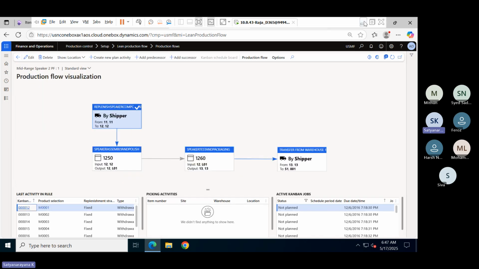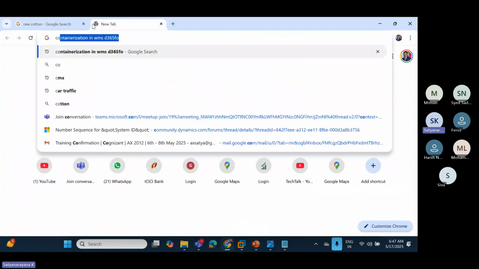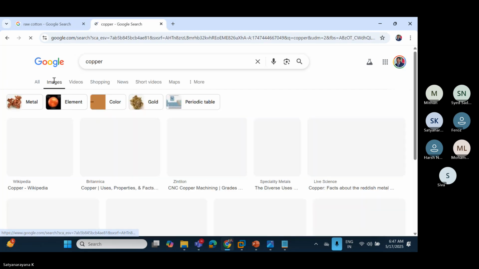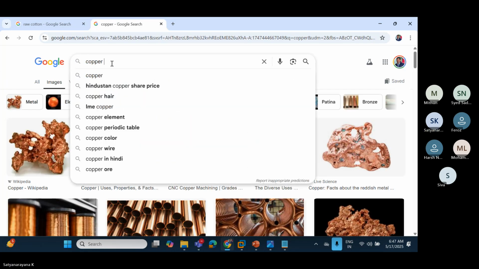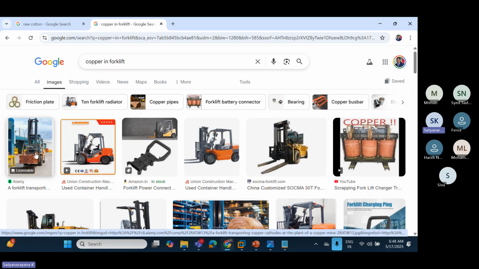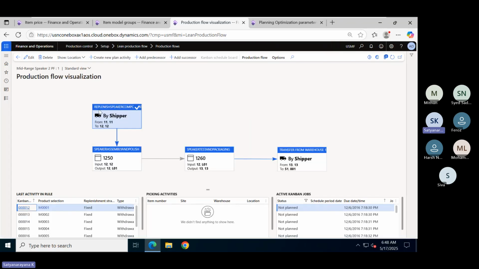Okay, why is it required? Suppose sometimes it is a very big item, like you need to take material in this one. You cannot carry it with your hand. You need to move the material fast. Suppose I take another example. So that is the reason it is clearly showing the shipper.